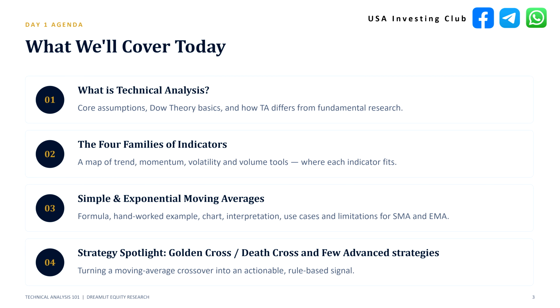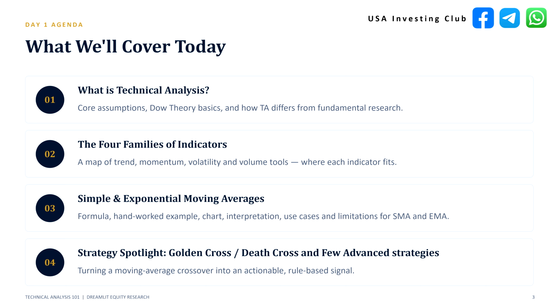4 blocks. First, we'll answer the question, what is technical analysis? Actually, its core assumptions, the basics of Dow theory, and precisely how it differs from fundamental research, because a lot of new students conflate the two. Second, we'll map out the 4 families of indicators: trend, momentum, volatility, and volume, so that every tool you ever learn in this course has an obvious home in your mental model.